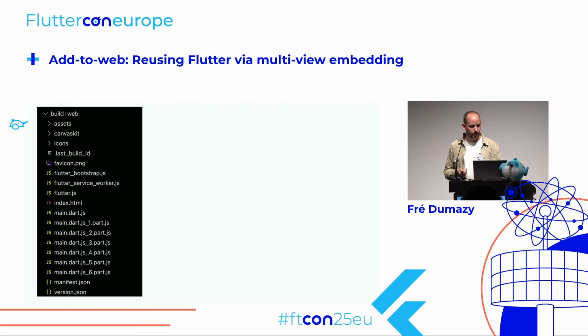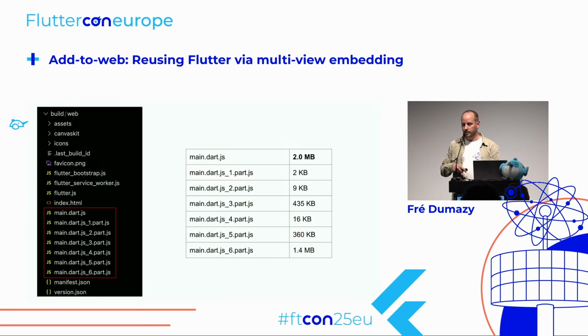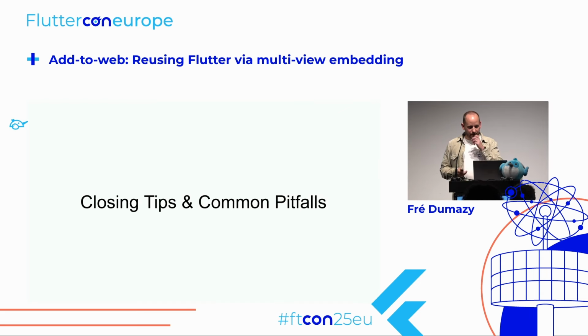And if we then have a look at the build folder, you'll see that we have all these different chunks. It's not just one file anymore, and they can have completely different sizes. But the important thing is that our main.dart.js has gotten a lot smaller. And since this is all deferred, it will probably continue to stay at 2 megabytes in this example. All right, so before we round this up, I want to have some closing tips and some common pitfalls that we had in projects at Robaus with this.